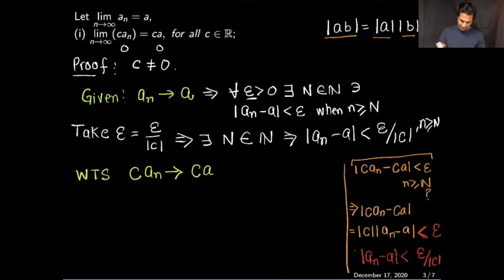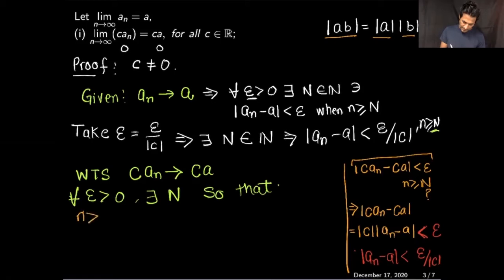So I already have that N. In order to prove my result, I'm going to use that same N. As you can see, for all epsilon greater than 0, there exists N. I'm going to use the same N which is given, so that now I need to show that when n is bigger than or equal to capital N, this implies the term C times an minus Ca is strictly less than epsilon.